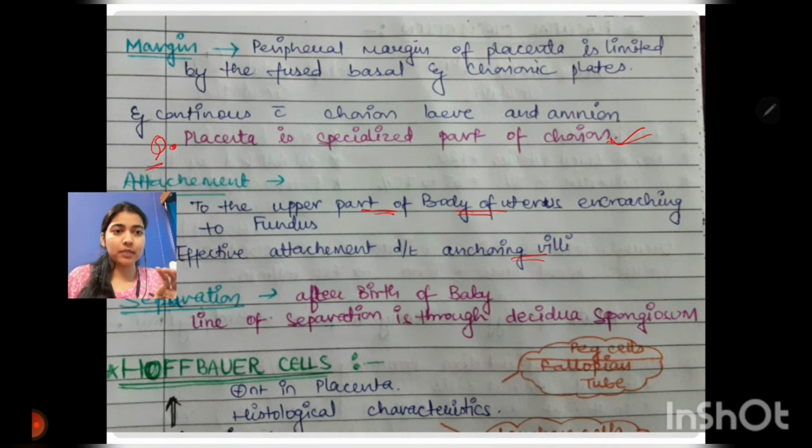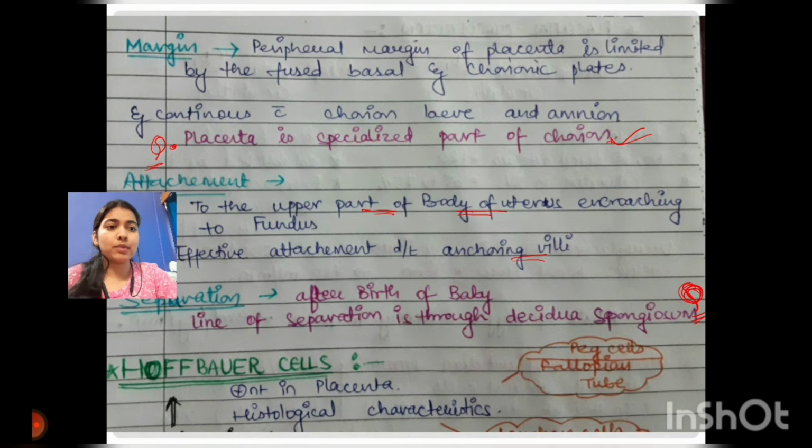Separation after birth of baby. The line of separation is through the decidua spongiosum. This line is important, and this is asked in various exams, like where is the line of separation of placenta. It is through the decidua spongiosum.